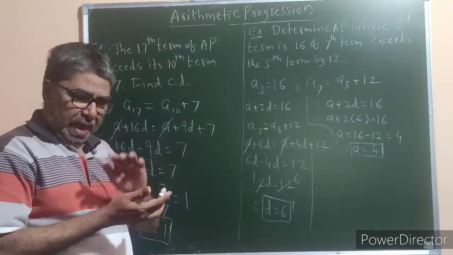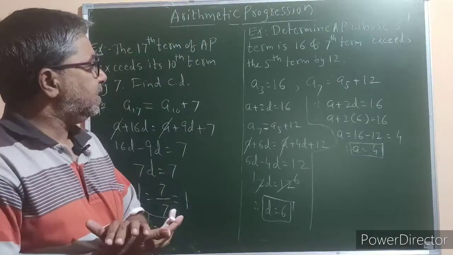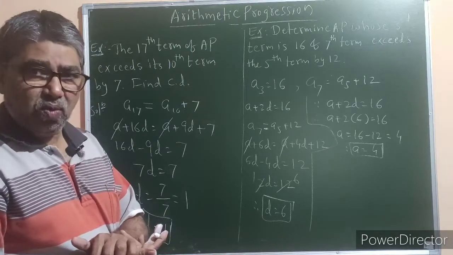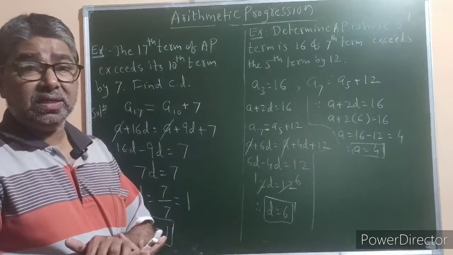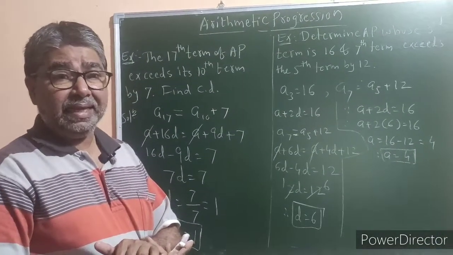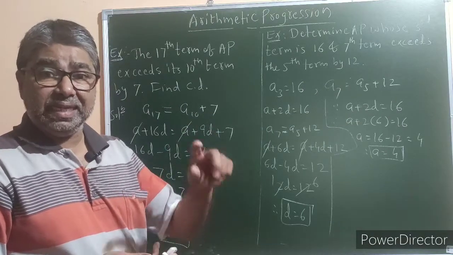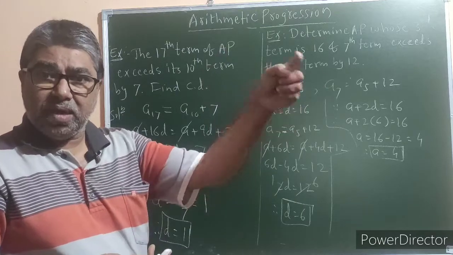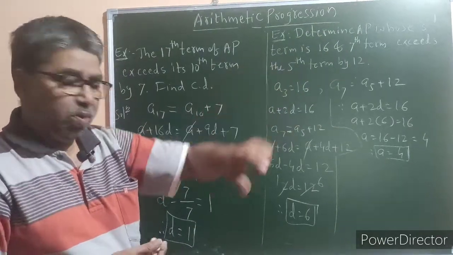Now if you have the values of a and d, you can easily write the arithmetic progression. To write the arithmetic progression, we apply the standard or general form of an arithmetic progression, that is a, a plus d, a plus 2d, a plus 3d, and so on. This is the standard or general form of an arithmetic progression.